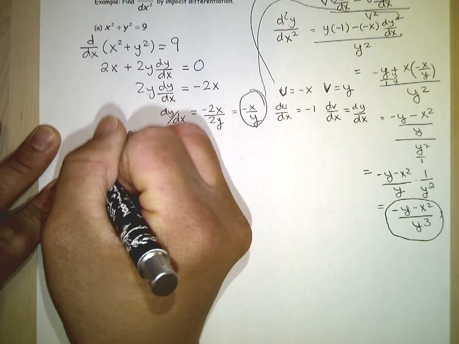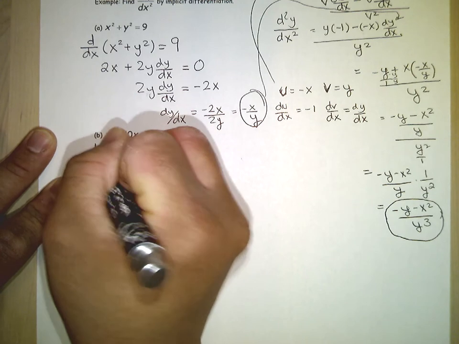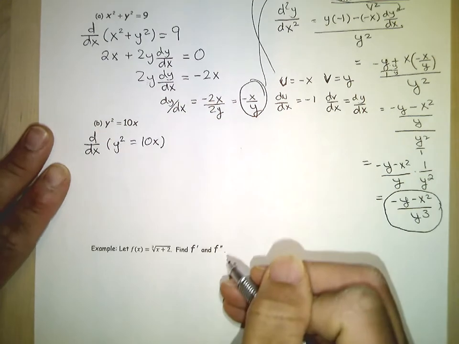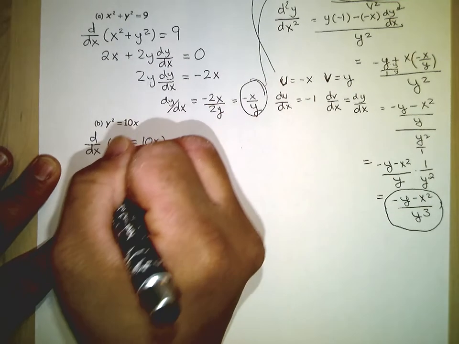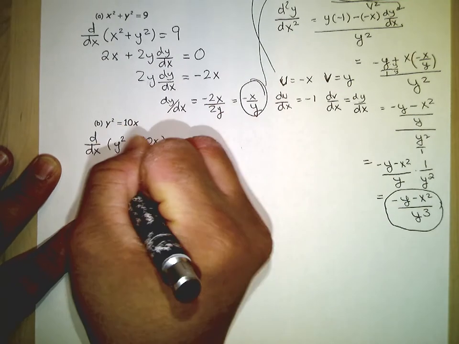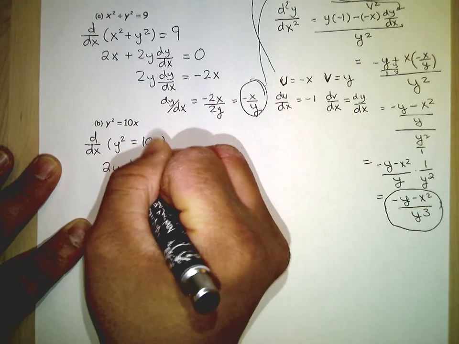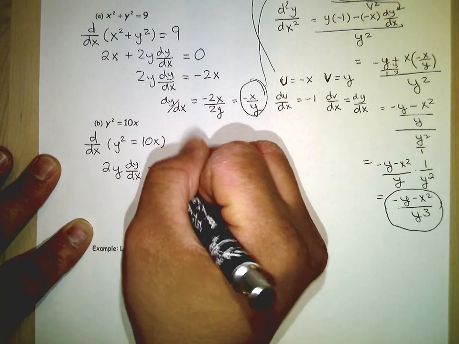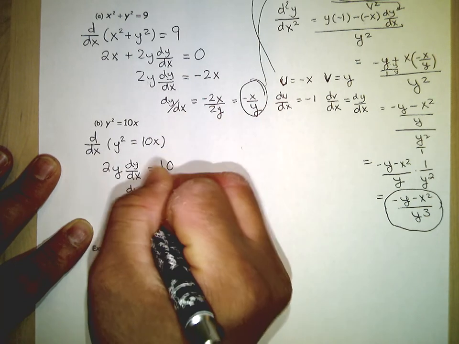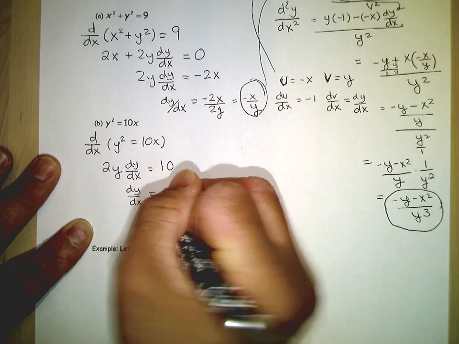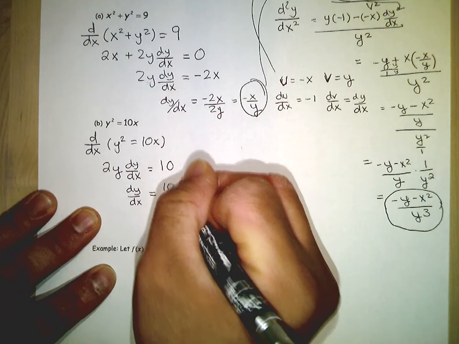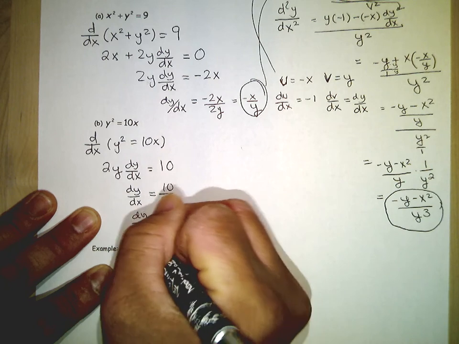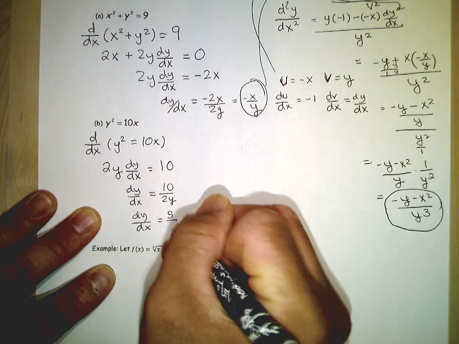Now, let's try to find the derivative with respect to x of y squared equals 10x. So the derivative of y squared with respect to x is 2y dy/dx. And the derivative of 10x with respect to x is 10. So we'll divide by 2y to get 10 over 2y, or that will be, all right, 5 over y.